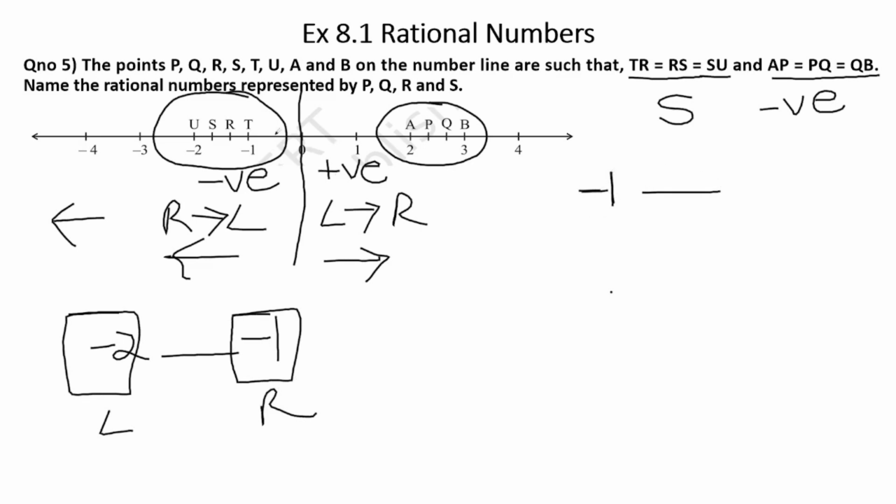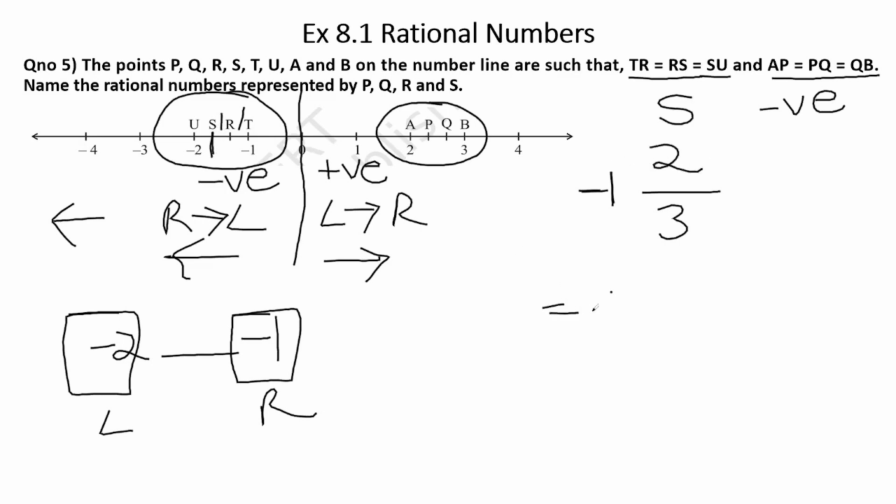Now, how many equal parts are there between -2 and -1? We have already calculated while finding for R, right? So there are 3 equal parts. So write 3 in the denominator. And in the numerator, where is S? S is at the end of the second part. This is the first part, this is the second part. Count from right to left for negative rational number. So this will be 1 and 2. S is at the end of the second part. So write 2 in the numerator.